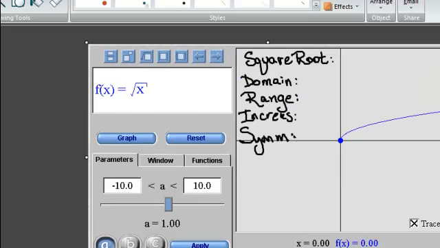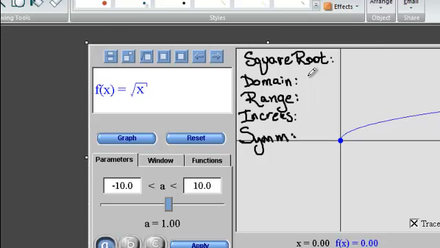Next, we have our square root function. Our square root function is this little guy right here. And note that if I were to keep drawing him, it would keep on going up. He would go up slower and slower, but he does keep on going up.